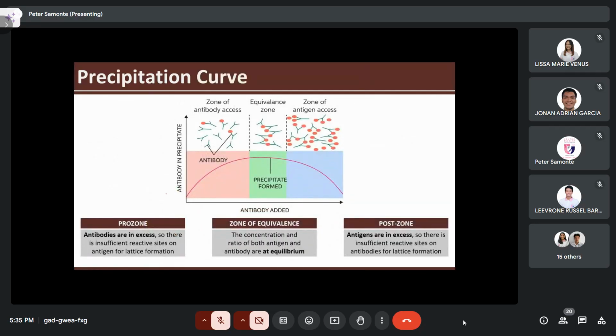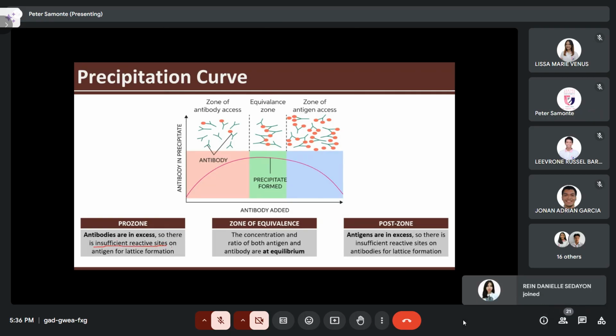Now, just a recap class, there's a so-called precipitation curve. So this is similar with your agglutination. Yung pro-zone, zone of equivalence, post zone. Now take note of this class. A pro zone, again, would be wherein the reaction would have antibodies that are in excess. There is insufficient reactive sites on antigen for lattice formation. So sobrang dami ng antibodies class. So much antibodies, this would cause insufficient reactive sites doon sa antigen. Therefore, magkakaroon siya ng false negative.